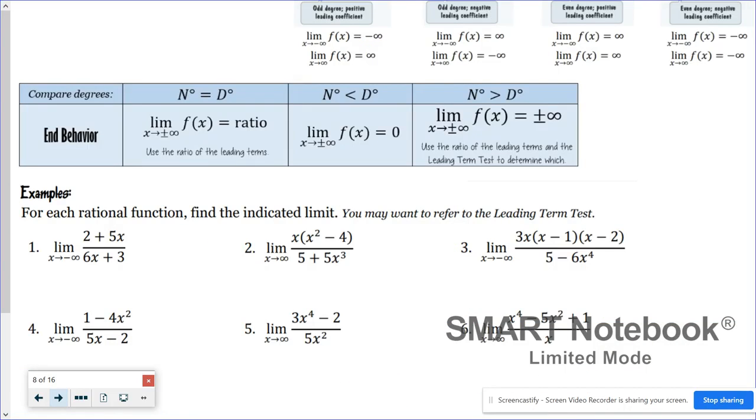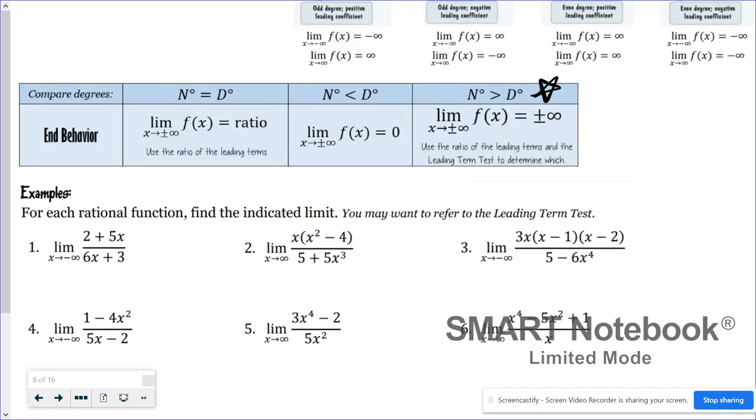So in examples 1 through 6, we want to find the indicated limit. Notice that they're not asking us to find both the left hand and right hand behavior. They're just asking us to find one of those. So that's something to pay attention to, especially in case 3, because in case 3 is where the left and the right end behavior will be different, okay?